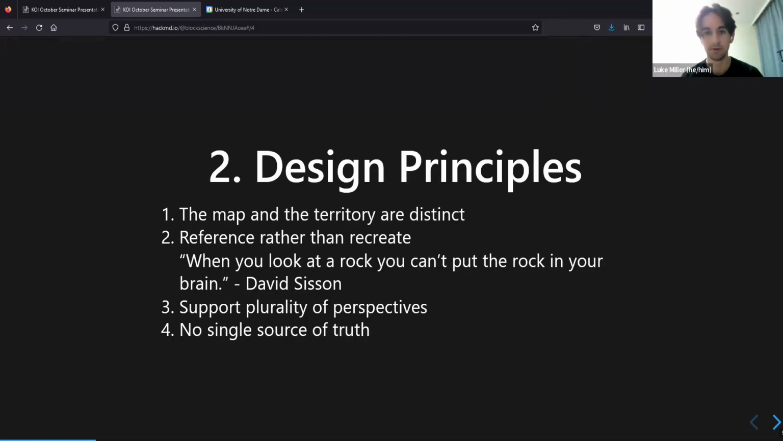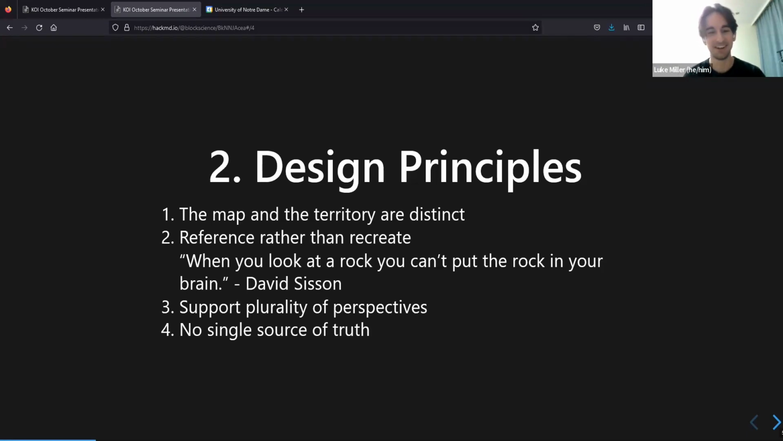Cool. So then moving on to our design principles. A lot of this presentation is going to be grouped into two sections. One is regarding the RIDs and the objects, and the other is regarding the identities and the groupings of those objects. So that's also reflected in our design principles here. The first two here refer to the RIDs that we've been talking about. So the map and the territory are distinct, and we want to reference things rather than recreating them.